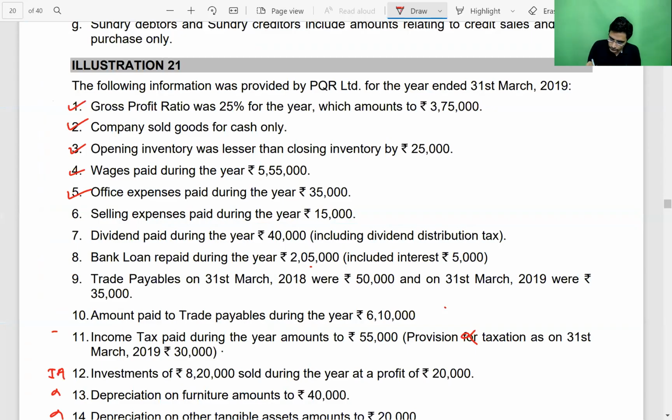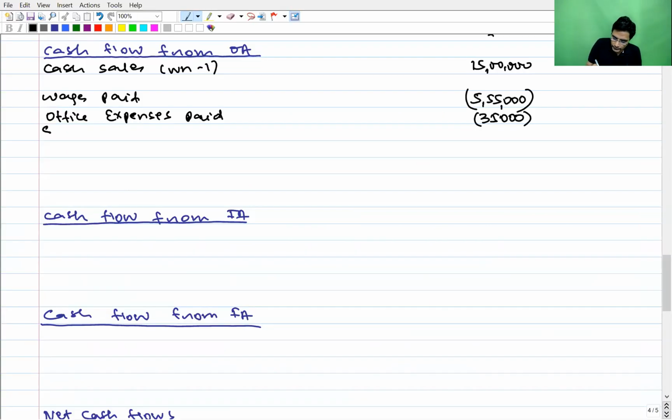Next, selling expenses paid 15,000. Again, our operating activity. Routine business operations. 15,000.